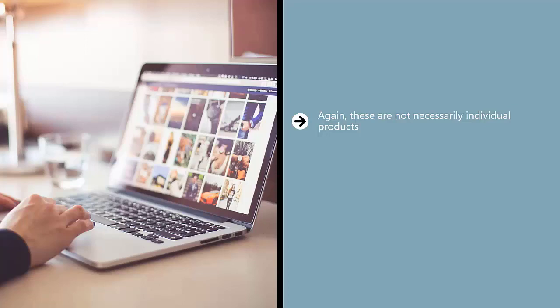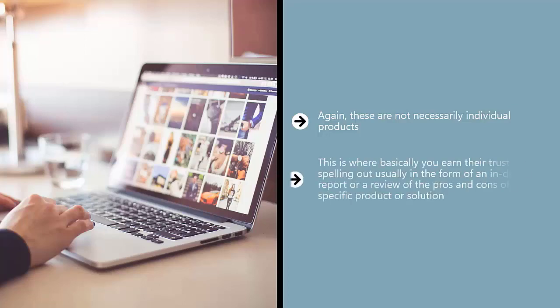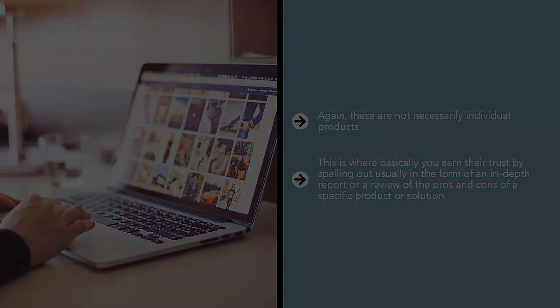You compare these to highlight to the reader that you can be trusted because you know enough to be able to compare, and then you suggest a specific solution, and when they click through to that, they end up in a trust page. This is where basically you earn their trust by spelling out, usually in the form of an in-depth report or a review of the pros and cons of a specific product or solution. From here, you can then convert them. You can link them to a conversion funnel, or you can get them to sign up to a mailing list.